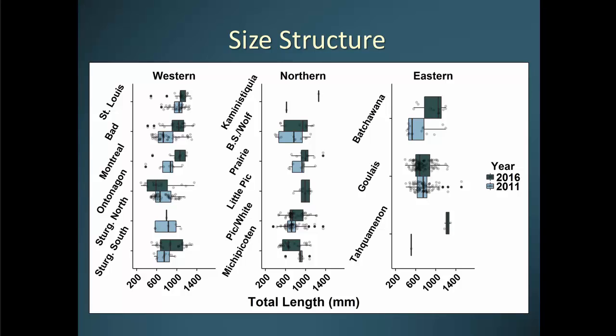Here's a figure showing the size distribution of lake sturgeon for all the tributaries where we caught them. And while it initially appears that there's a lot of changes going on here, based off a Kolmogorov-Smirnov test, the only significant change in the size distribution we saw was here at the Bad. Again, this possibly could be due to some of the flooding effects hampering our sampling.